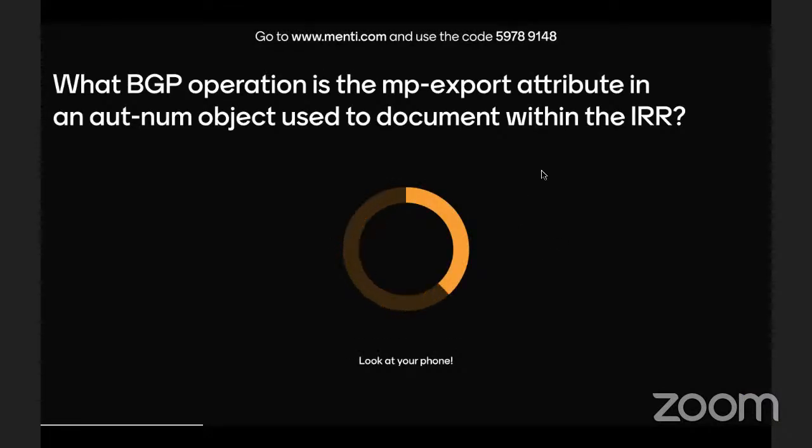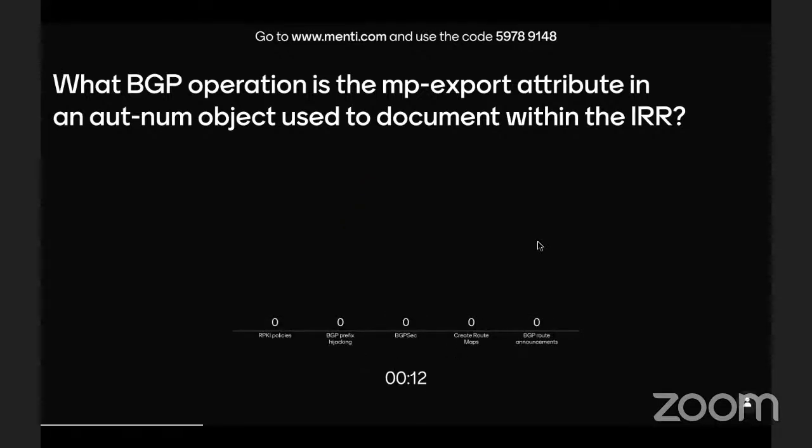What BGP operation is the MP export attribute in an aut-num object used to document within the IRR? Is it RPKI policies, BGP prefix hijacking, BGPsec, create route maps, or BGP route announcements?